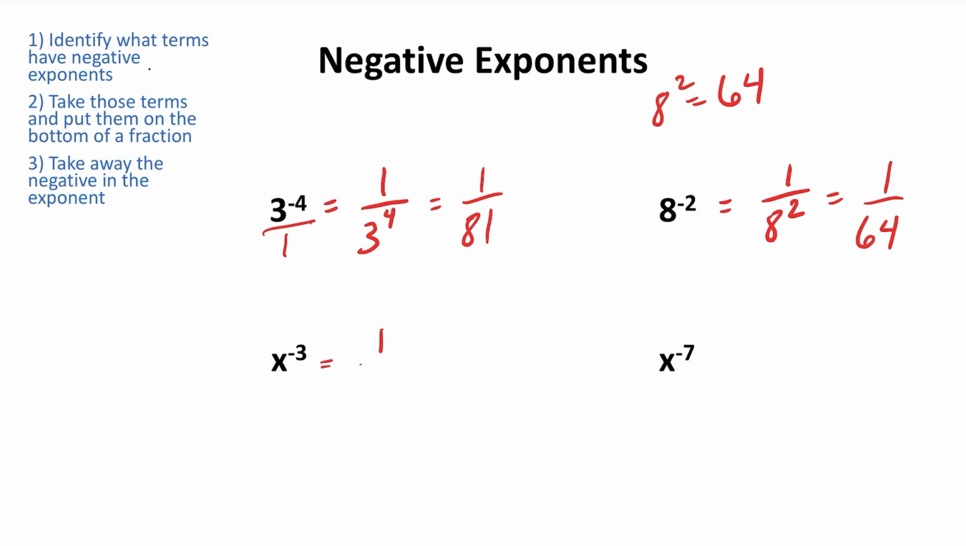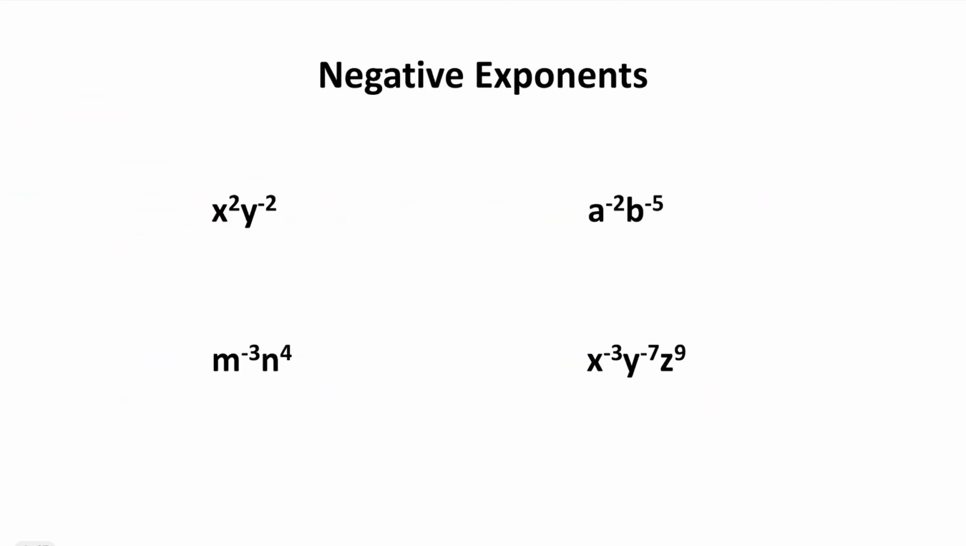You do it the same way with variables. You just move it to the bottom of the fraction, okay? Just like that. Let's look at some more examples. Same thing here, except we don't need a 1, because if we have x squared y to the negative 2, we're just going to move it underneath on a fraction. So x squared stays on top, and now we move y to the bottom and make it positive, just like that. Right here, they're both negative, so we do need a 1 on top, and then it's a squared b to the fifth power.